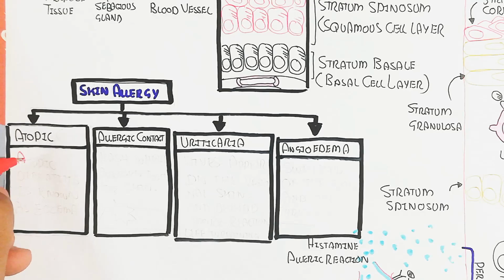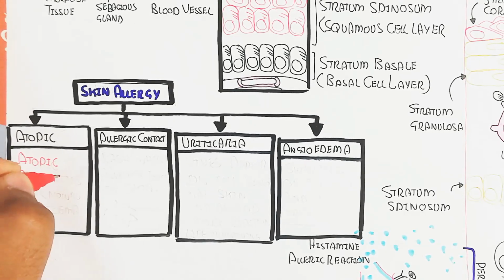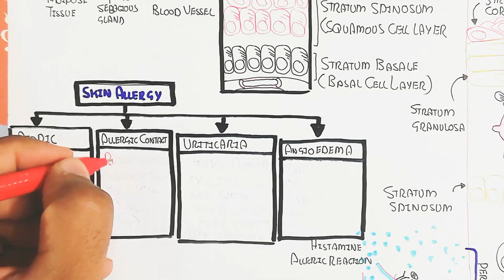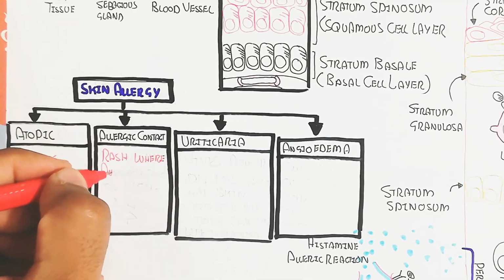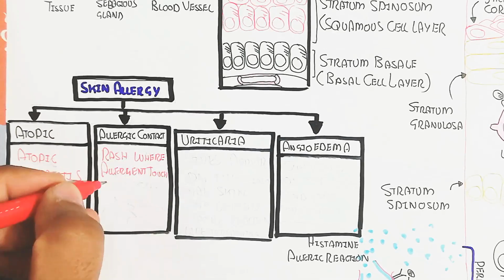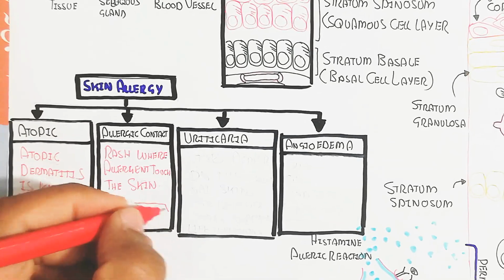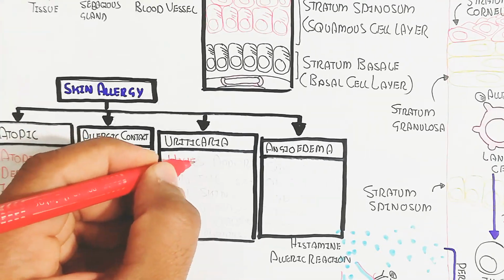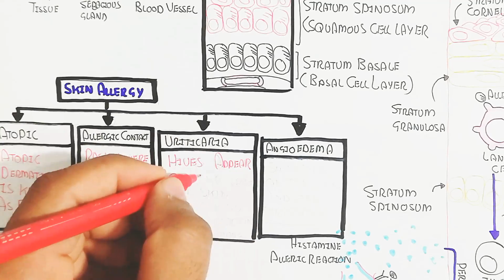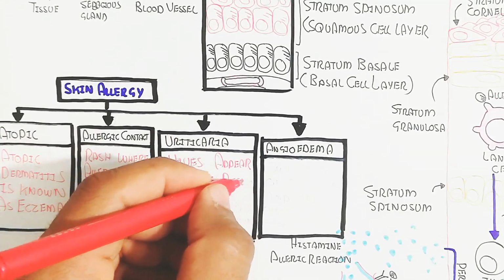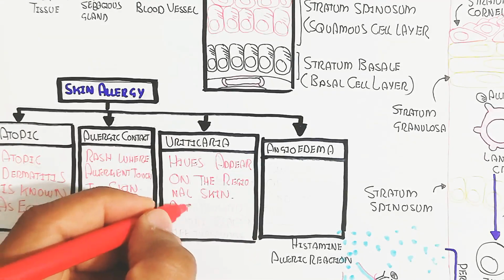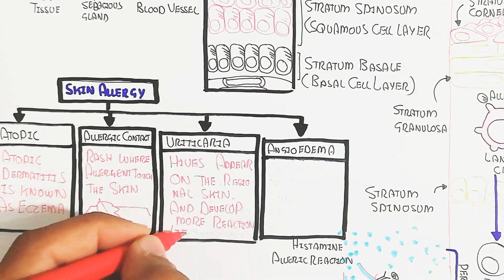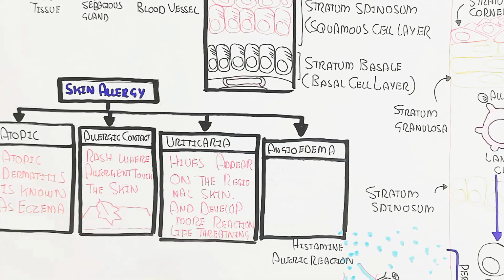So the atopic allergy, as well as the allergic contact. On the other hand, the urticaria and the angioedema. Atopic dermatitis is known as eczema, and it is on the skin where some skin has it but some does not. And allergic contact means the rash where the allergen touches the skin. It means the allergen will touch and produce histamine where the allergen is present.